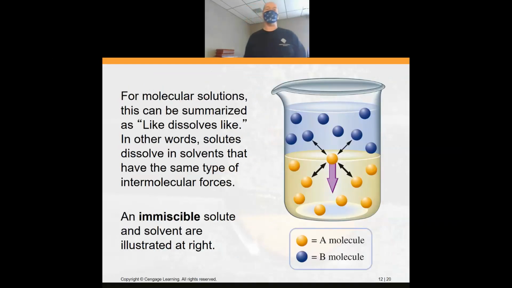We said that you can have miscible, where they mix, and you can have immiscible, where they don't mix. To predict if it's going to be miscible or immiscible, we have to know what our solute and solvent are. And so we have the term here, like dissolves like. If you have a polar molecule and you need to dissolve that, you need to use a polar solvent.